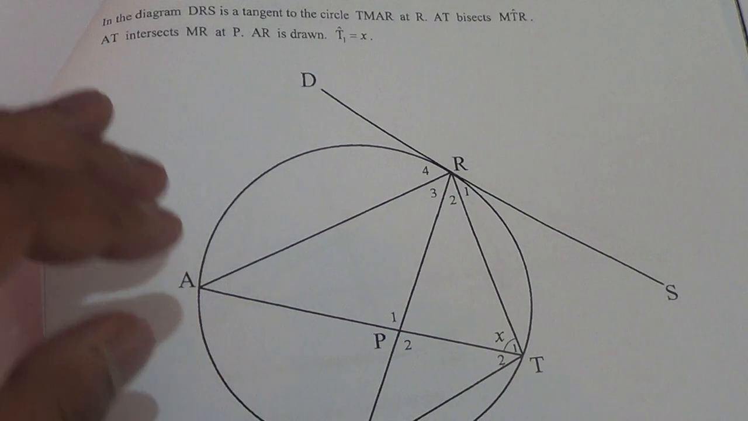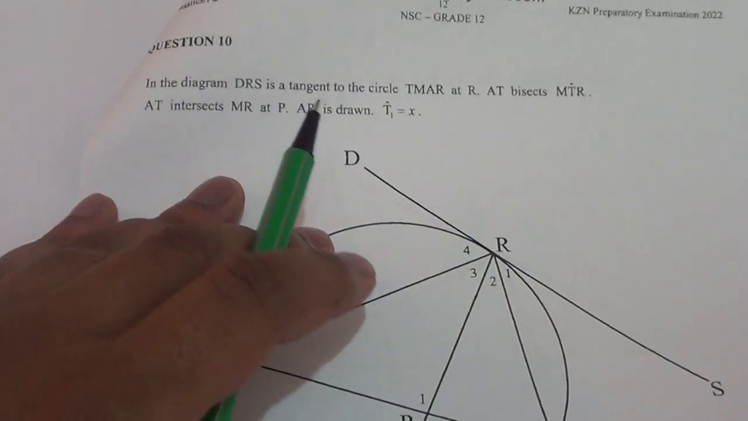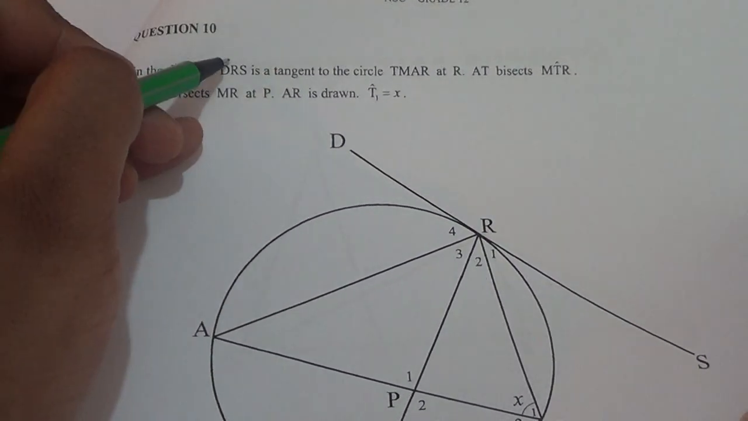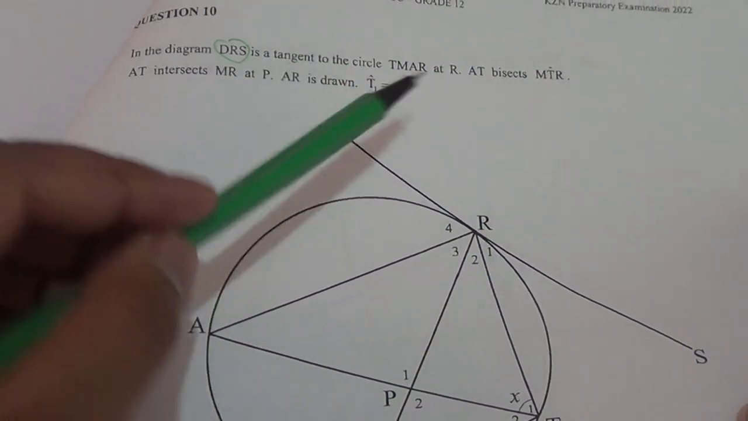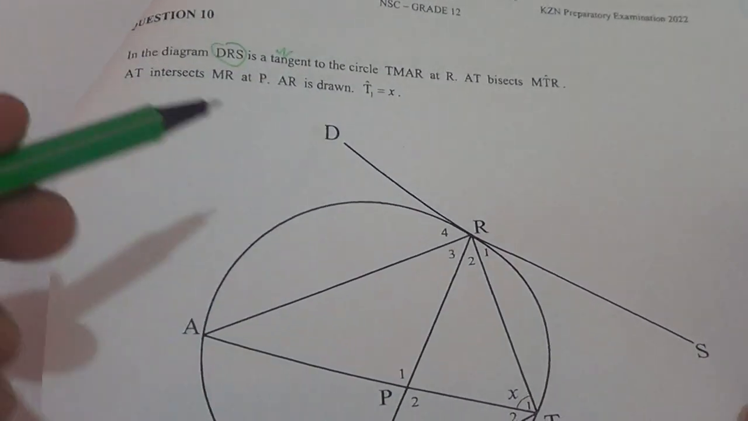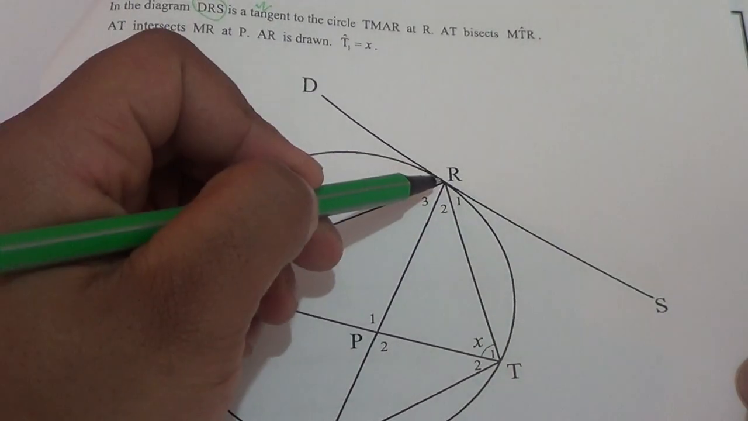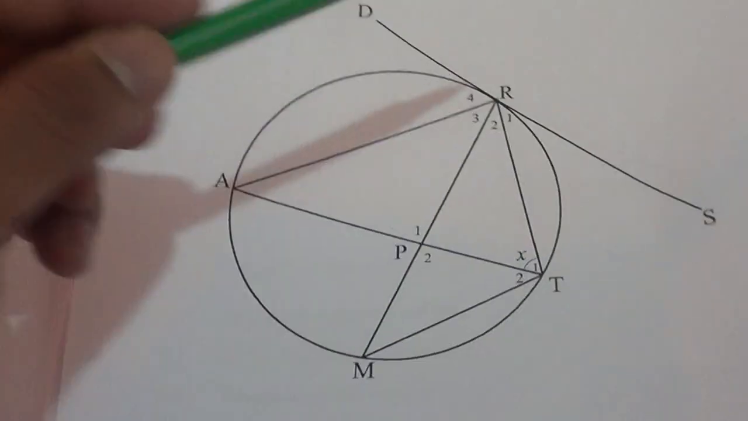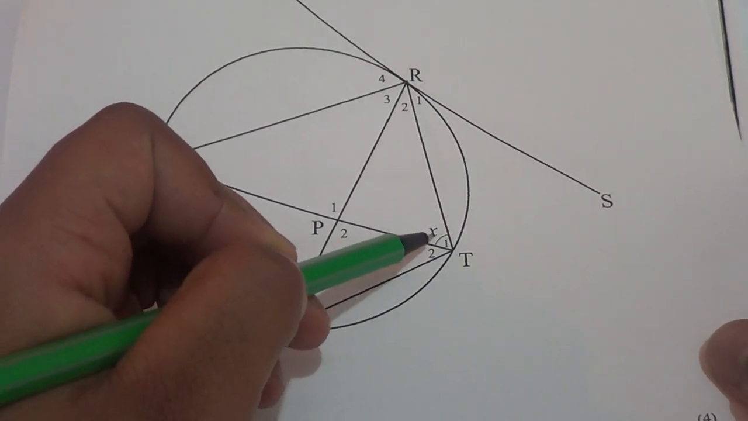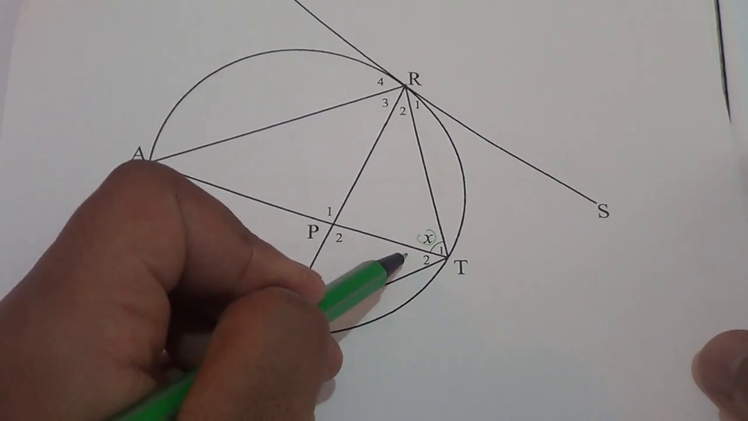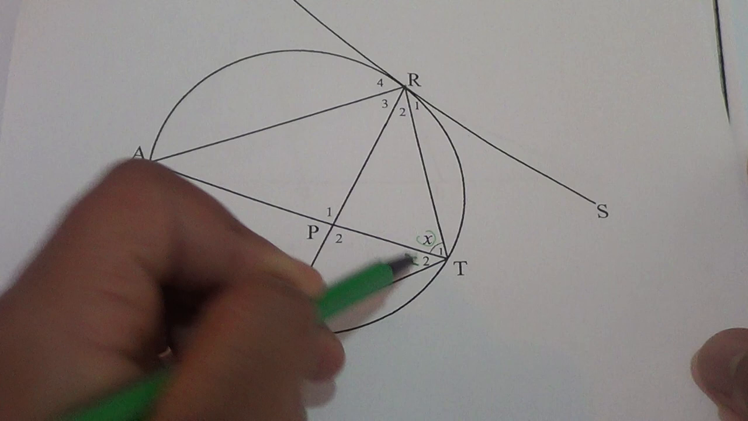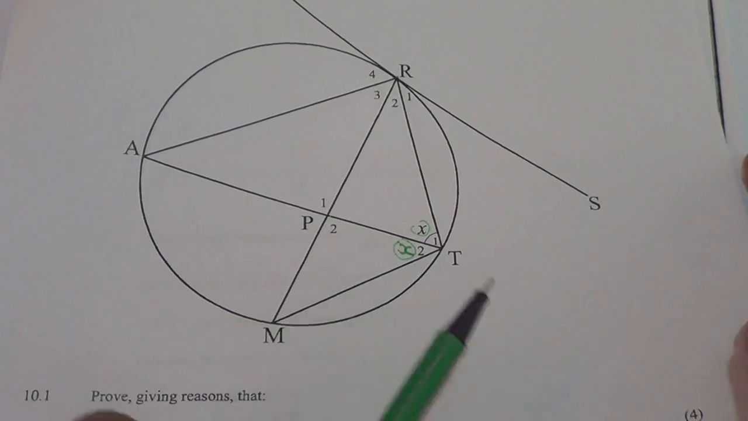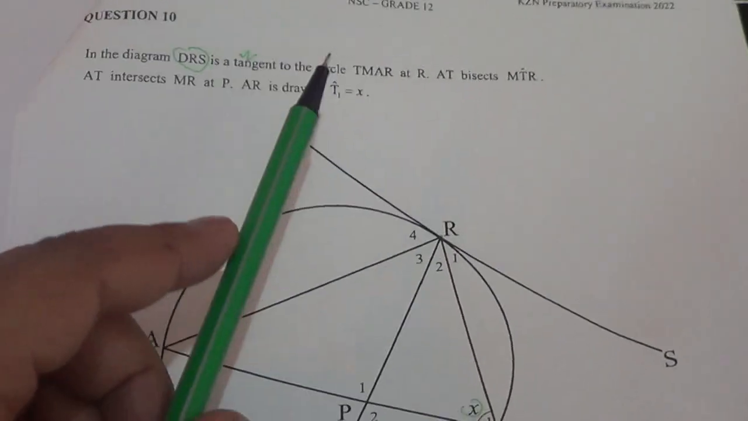So let's read the statements that question 10 is saying. In the diagram, DRS, oh, that's Formula 1 stuff, DRS is a tangent to the circle TMA at point R. Okay, there it is, and that's the tangent DRS. AT bisects MTR. So, like they already made this one to be X, that means this one must also be X. But there is a catch here. You will have to explain why it is equal to X. So, don't just take it for granted.